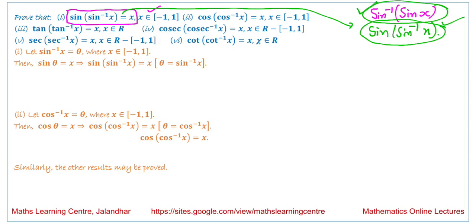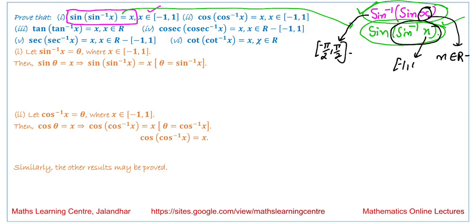Why? In the previous case, the value of x can belong to R, and the final solution that we will have, if we are talking about principal values, will belong to the interval minus pi by 2 to pi by 2. Now if we are talking about this function, it is sine inverse of x. We know that the value of x can lie between minus 1 to 1, because it is sine inverse over here.